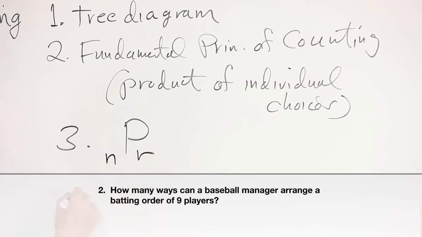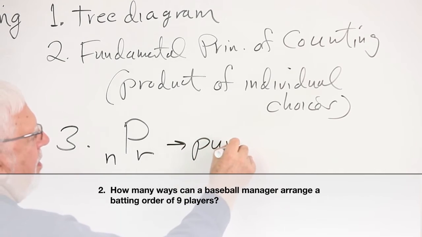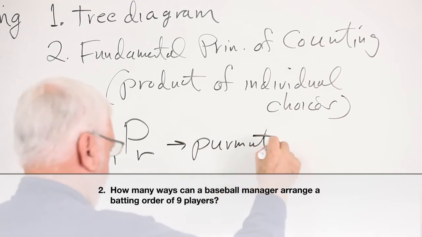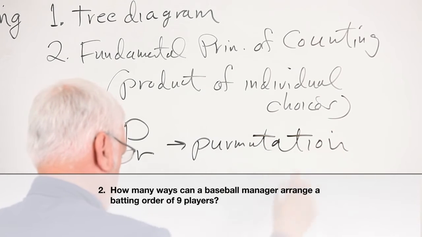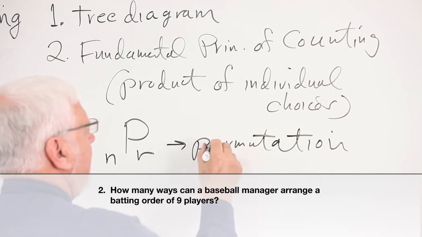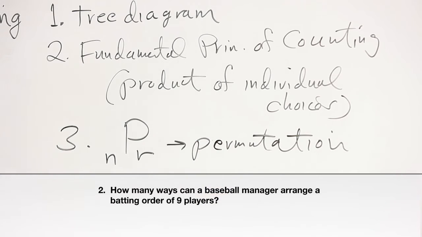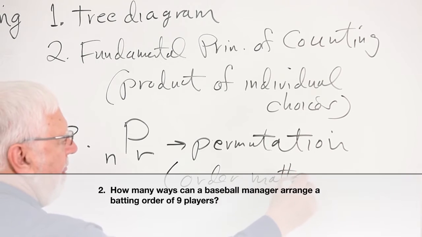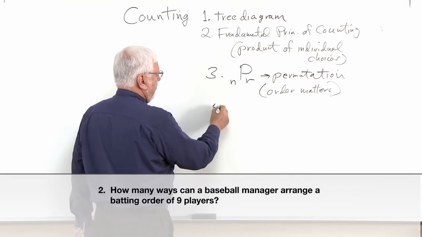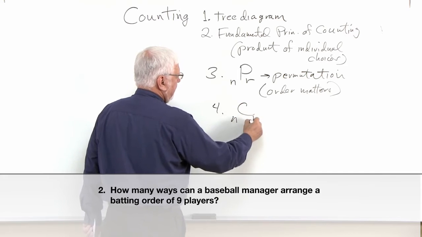It's this, and this is called a permutation. That should be an E, not a permutation. So we're going to use this symbol. Now, when we're going to use this symbol, it's going to have to deal with problems where order matters. And I'm going to put the last one up too. And the fourth one is combination of n things r at a time.